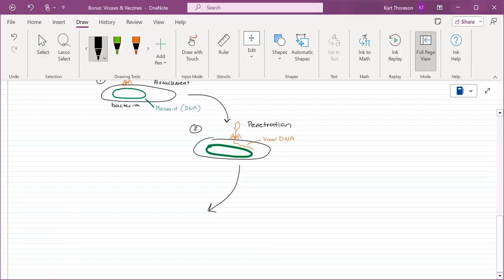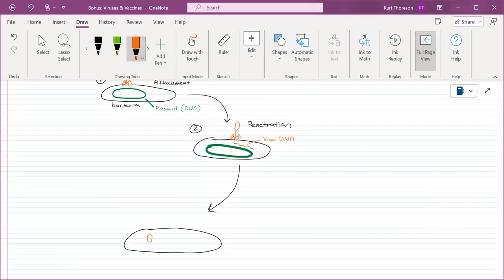Step 3. You have little pieces of viruses that are now forming inside the host cell, but they're not all together yet. But the cell is basically acting like a virus nursery. This is going to be step 3, biosynthesis.